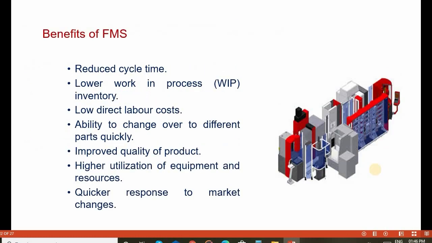There are various benefits of flexible manufacturing systems, such as reduced cycle time. Lower work in process inventory. Low direct labor cost. Ability to change over to different parts quickly. The quality of product is improved. Equipment and resources are effectively utilized.